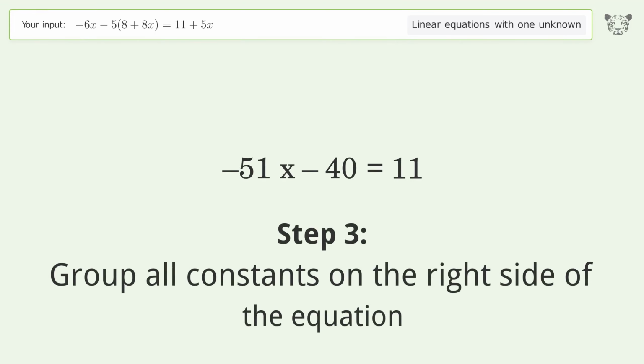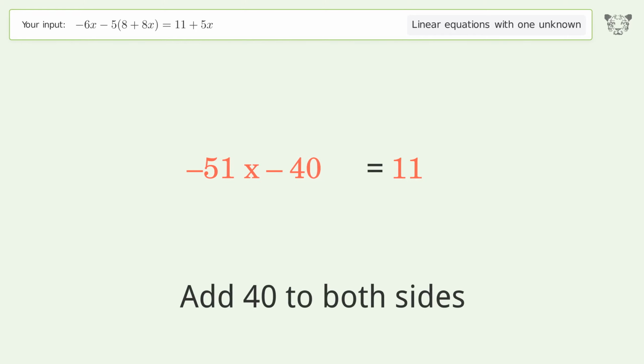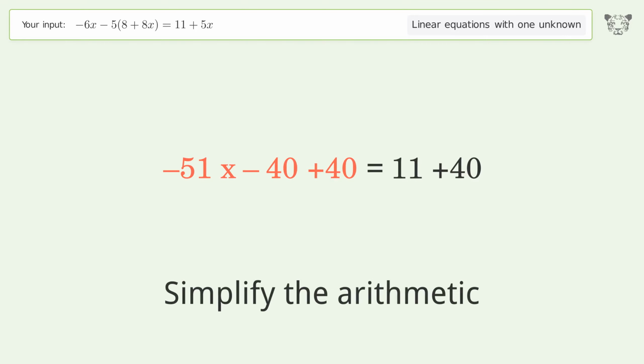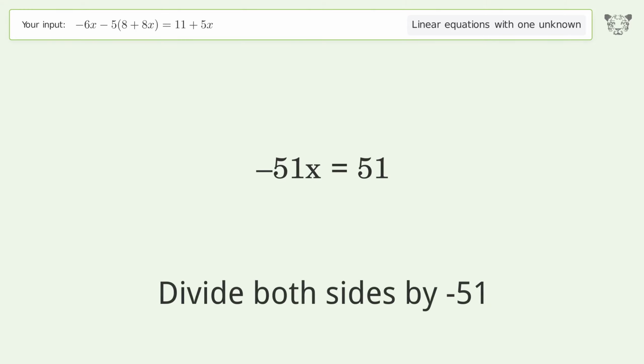Group all constants on the right side of the equation. Add 40 to both sides. Simplify the arithmetic. Isolate the x. Divide both sides by -51.